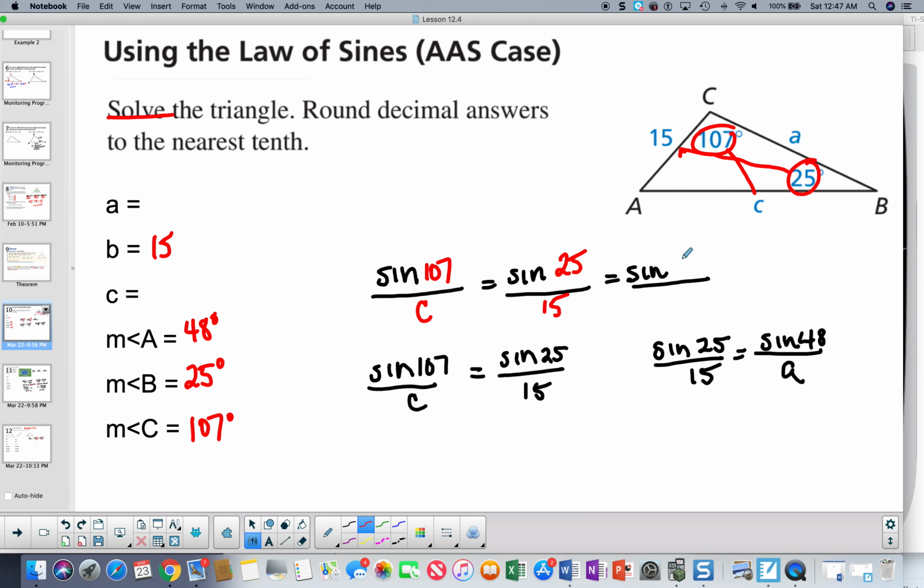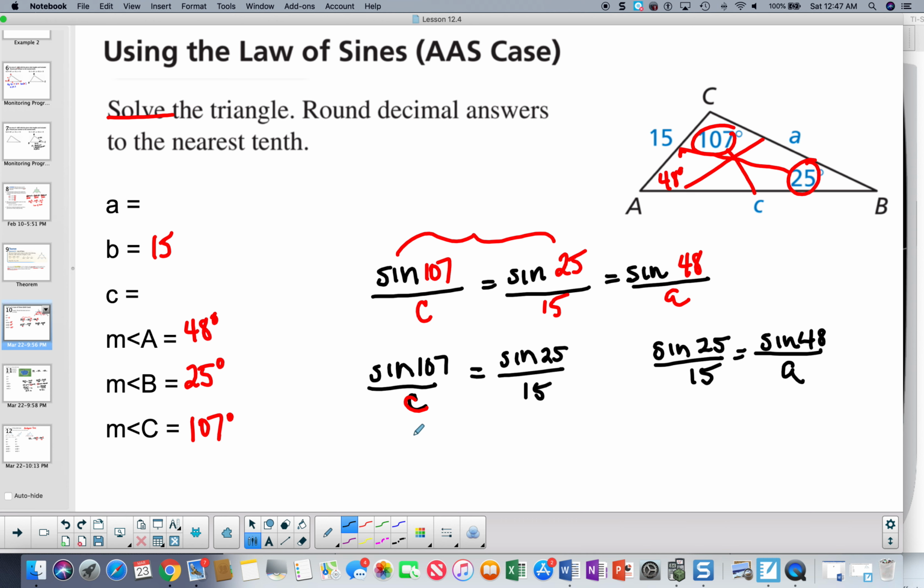We have one more angle, and that is that 48 degree angle, this is the 48 right here, and the side opposite is A. So now I have set up my law of sines. I'm going to work with these two right now to help me find C. So this is what I'm trying to find, C.